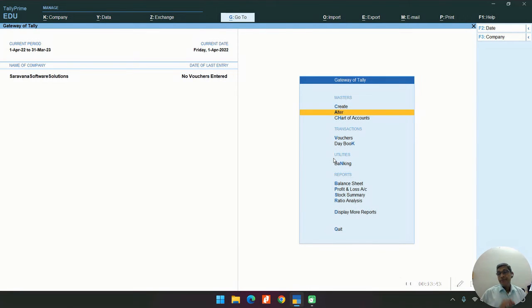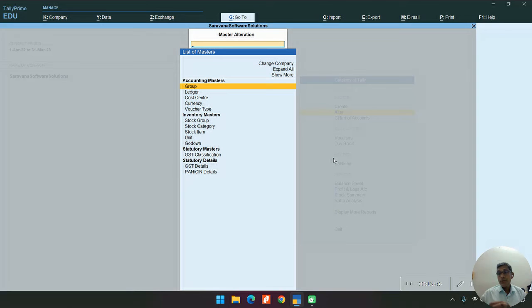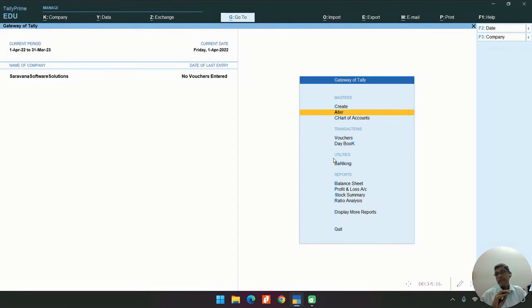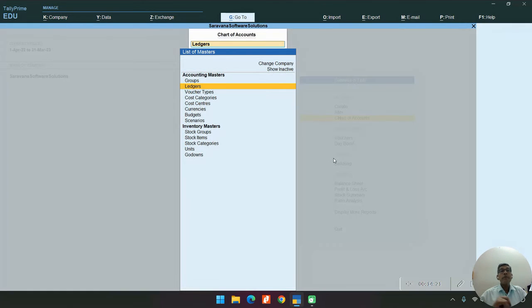The next is alter. What we have discussed so far, with respect to accounting masters, inventory masters, and statutory masters and statutory details, at the time of creation of any of these, if we made any mistake, then you can modify it by selecting the alter option under the masters heading. The last one under masters is chart of accounts.